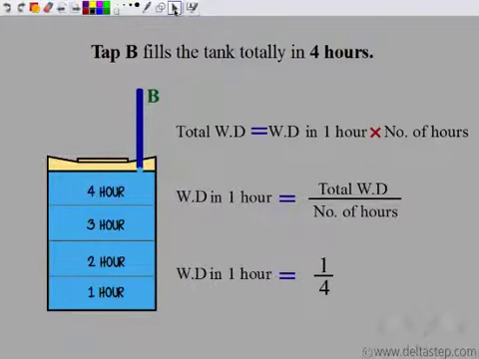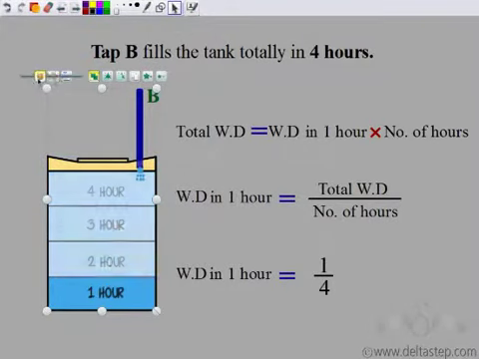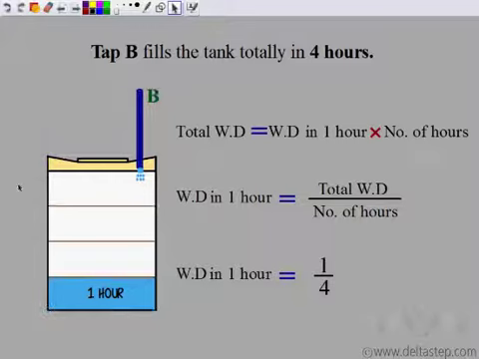Let's look at that visually. In 4 hours, it's completing the whole tank. This is the work that is being done in 1 hour, that is one of these 4 equal parts, 1/4. So tap B fills 1/4 of the tank in 1 hour.